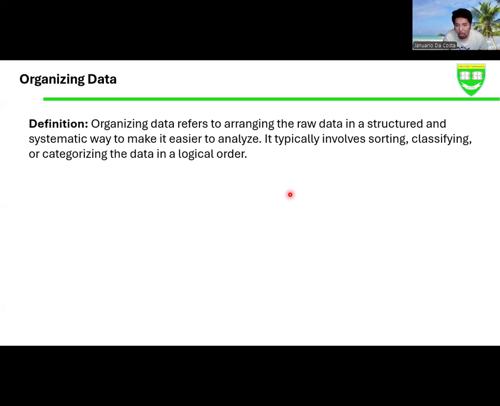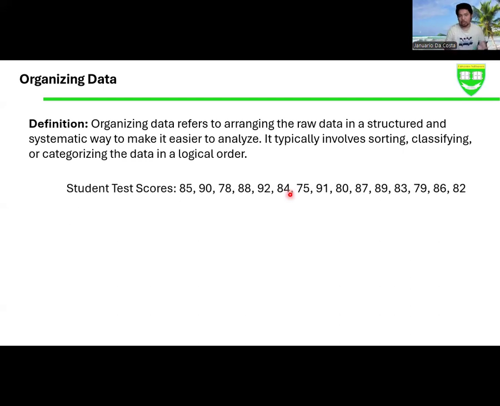Arranging the data in a structured and systematic way to make it easier to analyze. Okay, so for example, you have the test scores of students. For example, the test scores of each student are 85, 90, 78, 88, 92, 84, 75, 91, etc. Okay. For example, these are all the test scores of the students, right?